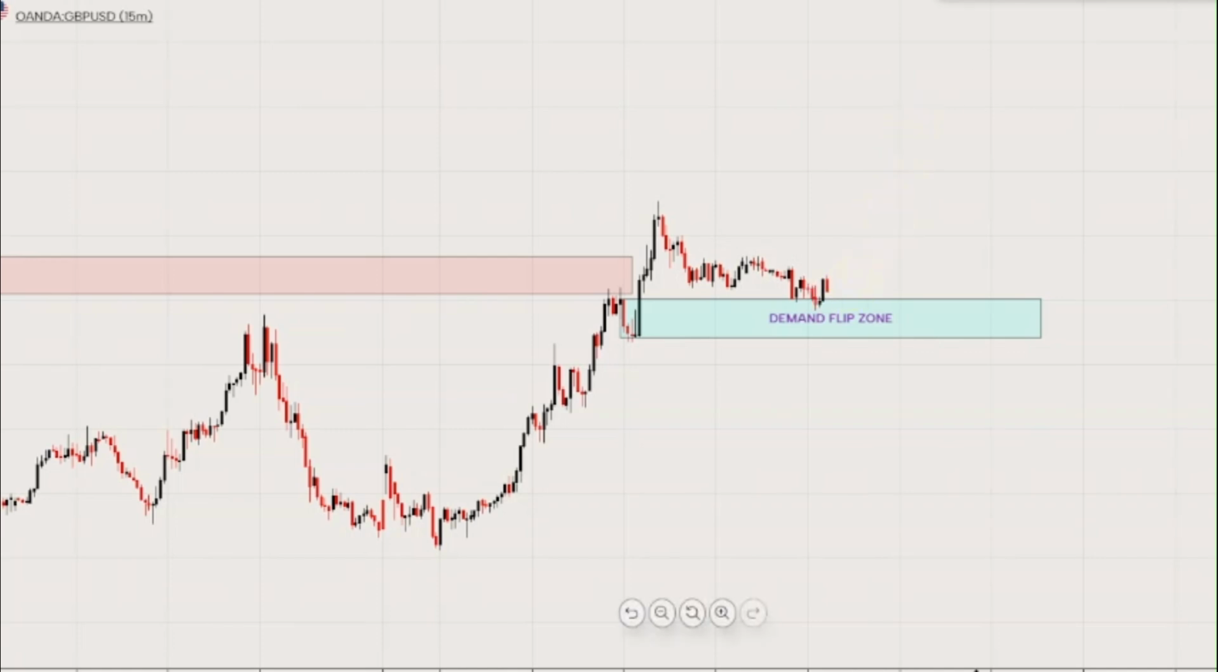Now we see price taps into the zone. You can buy from here or you can expect another change of character inside the zone. All right, so we see price taps into the zone. What is going to happen? Let me extend this like this.